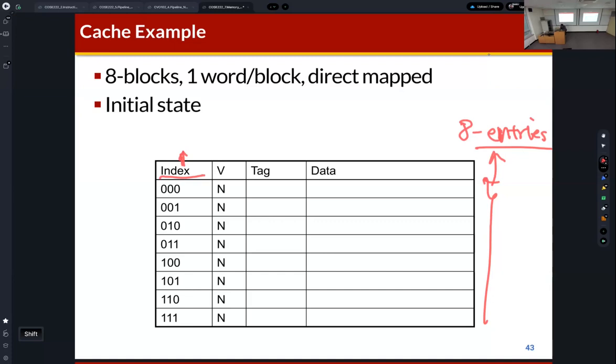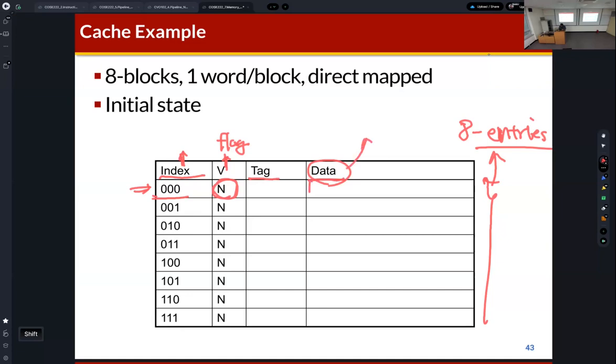If we look at each entry, you can find the index number here. This is just the index; this index is not stored in the cache. You can find the valid bit. This is the flag. And then you can find the tag field here, and then the data field.